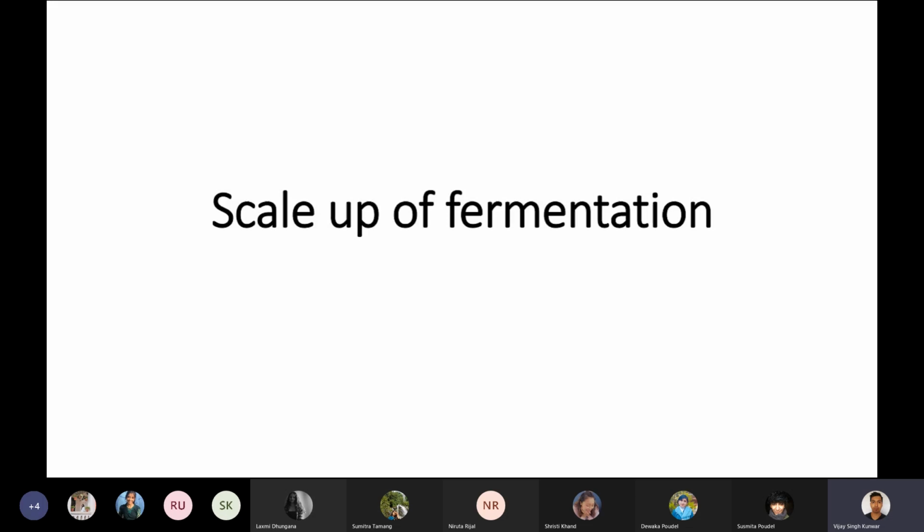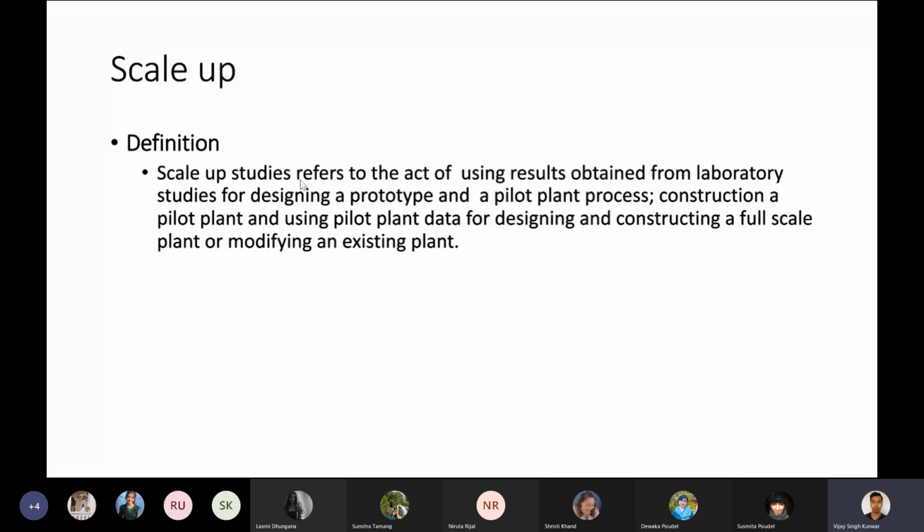So scale up studies refers to the act of using results obtained from the laboratory studies for designing a prototype and a pilot plant process, construction of the pilot plant, and using pilot plant data for designing and constructing a full-scale plant or modifying an existing plant. So this refers to the scale-up studies.